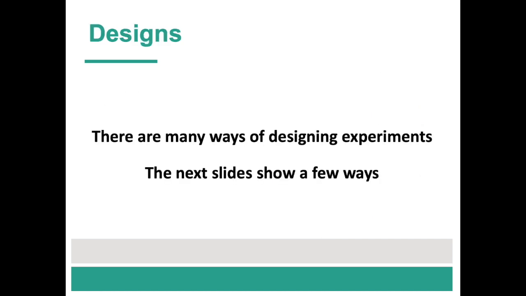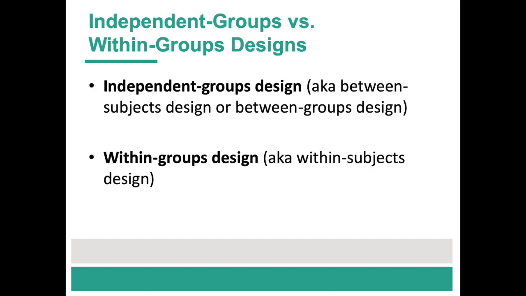So when we talk about designs, there's many ways. There are tons of ways of designing experiments. The next few slides show a few of them. The general designs are independent groups design, which has a lot of names, obviously, and then there's also within groups designs. Independent groups designs is where individuals in one group are totally different than the individuals in another. Within groups design is where you're often looking at the same person at one time point and another. So independent groups, it's different people comparing them. Within groups is comparing the same people, usually over time.